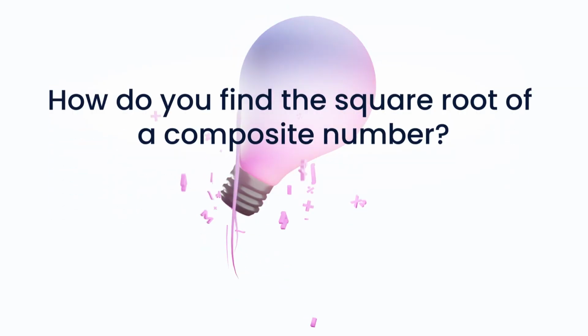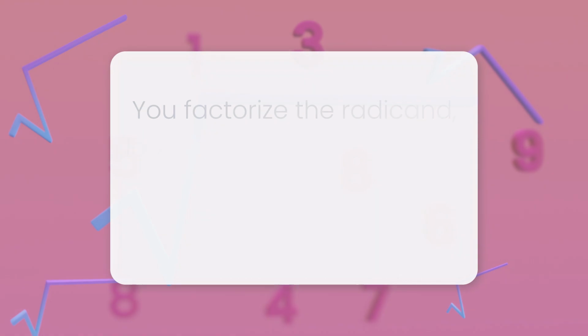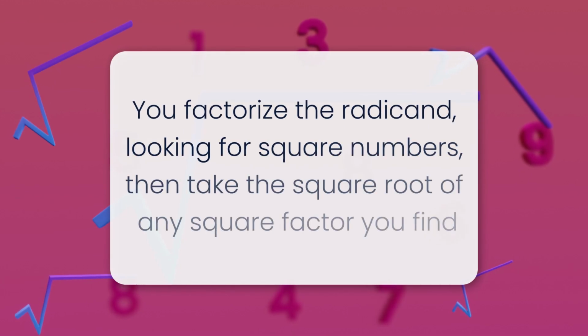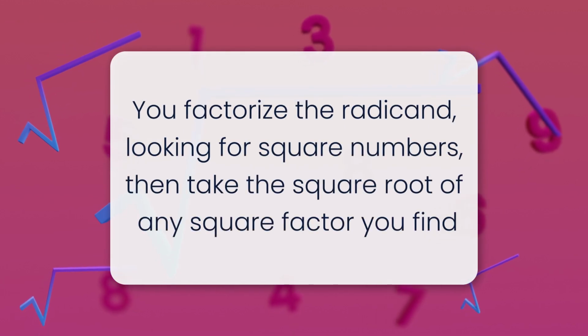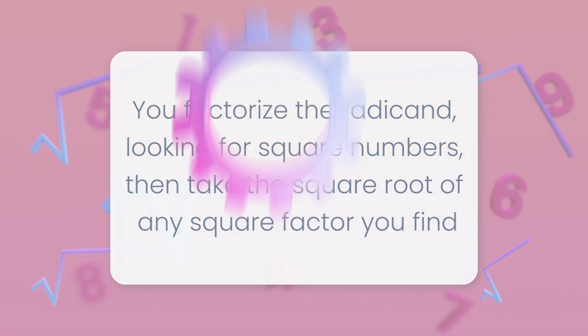How do you find the square root of a composite number? You factorize the radicand, looking for square numbers, then take the square root of any square factor you find. Let's look at an example.